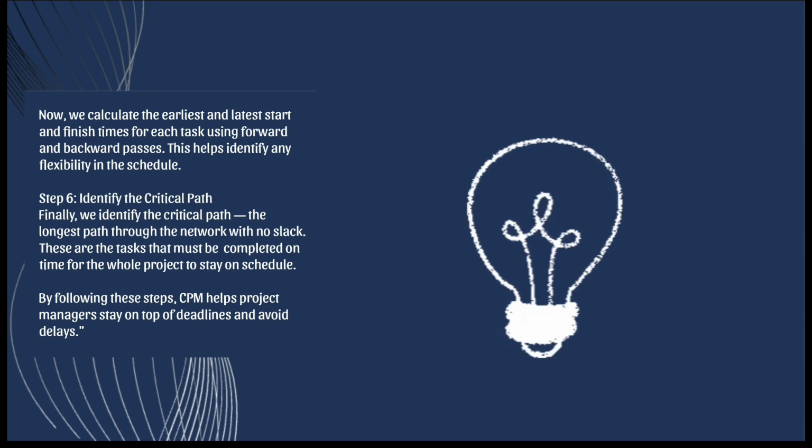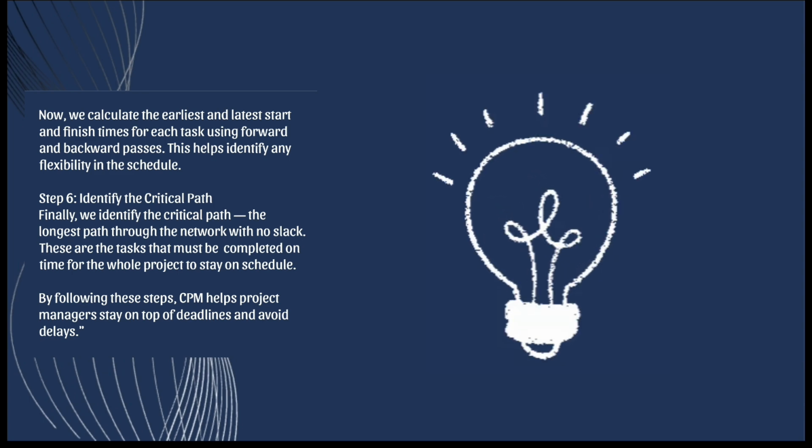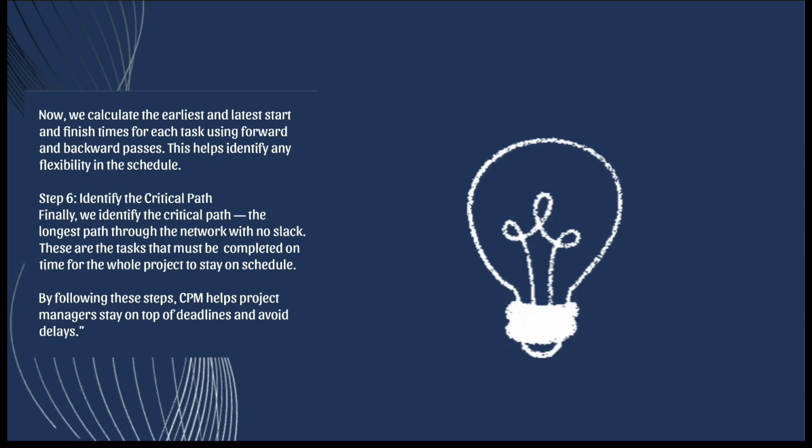These are the tasks that must be completed on time for the whole project to stay on schedule. By following this step, CPM helps project managers stay on top of deadlines and avoid delays. And now, we are going to demonstrate step by step how to solve the network diagram problem, or critical path. In this activity schedule, we will construct a project network, do the forward and backward passes, determine the project completion time, calculate slack values, and lastly, state the critical path.